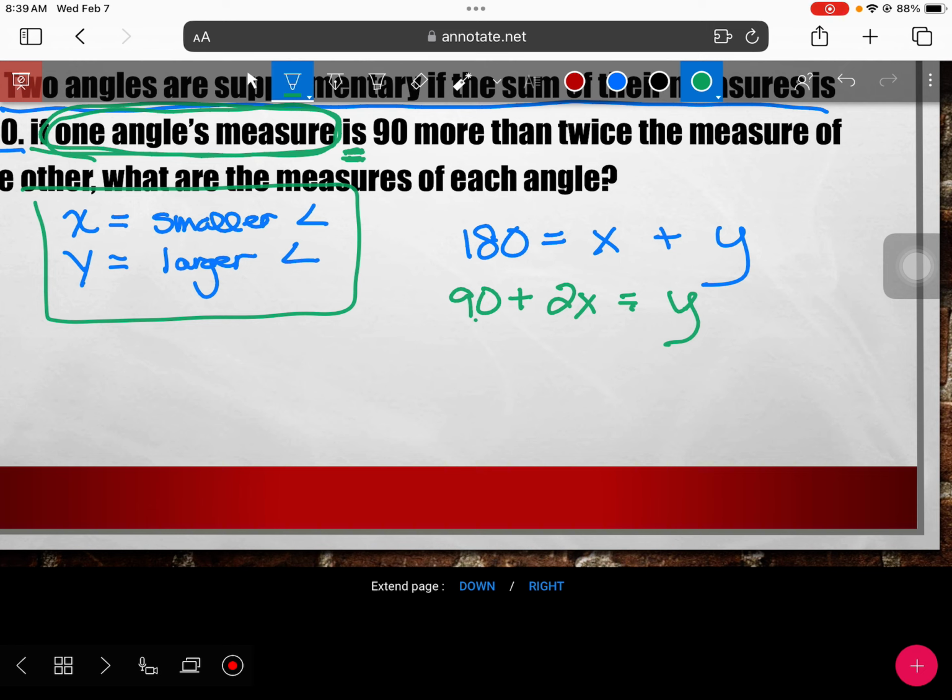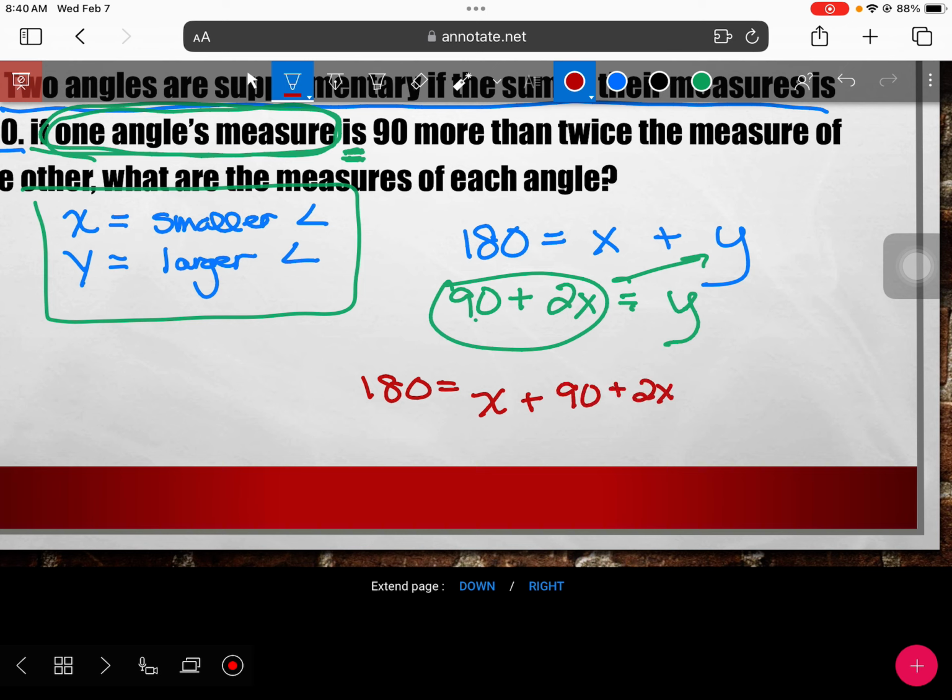All right, so how would I solve this? You can do substitution here, yes. Y is 2x plus 90, so substitute this in place of y. So 180 is equal to x plus 90 plus 2x. And here, what would you do? Combine like terms. X plus 2x is 3x plus 90. Subtract 90 from both sides. Am I going too fast? Yes. Am I? Okay.